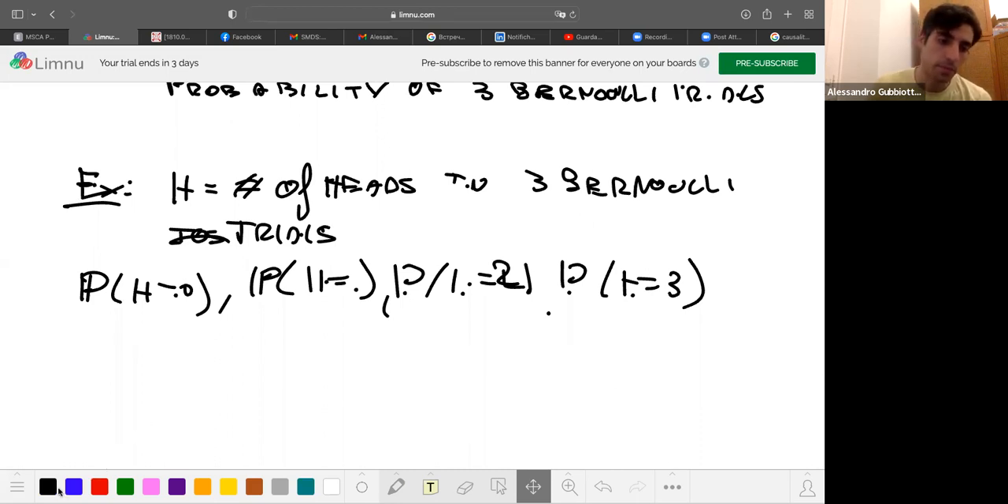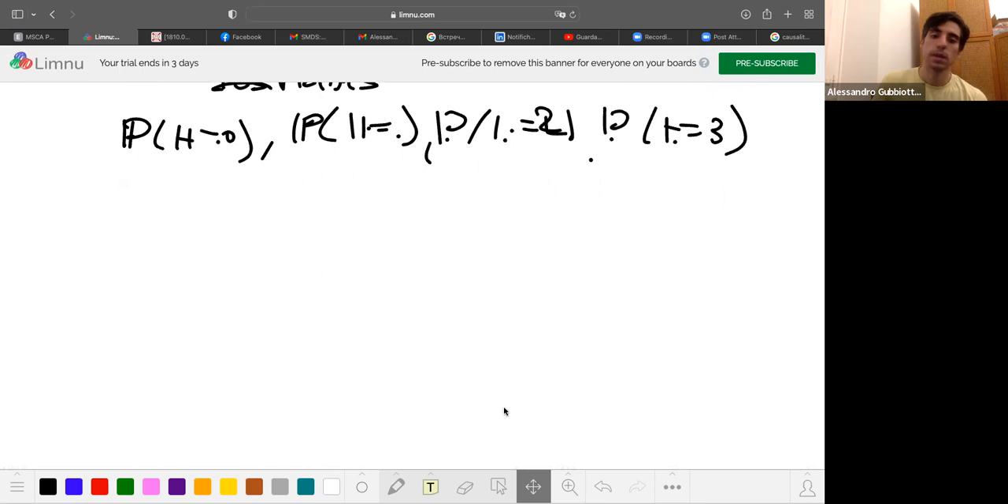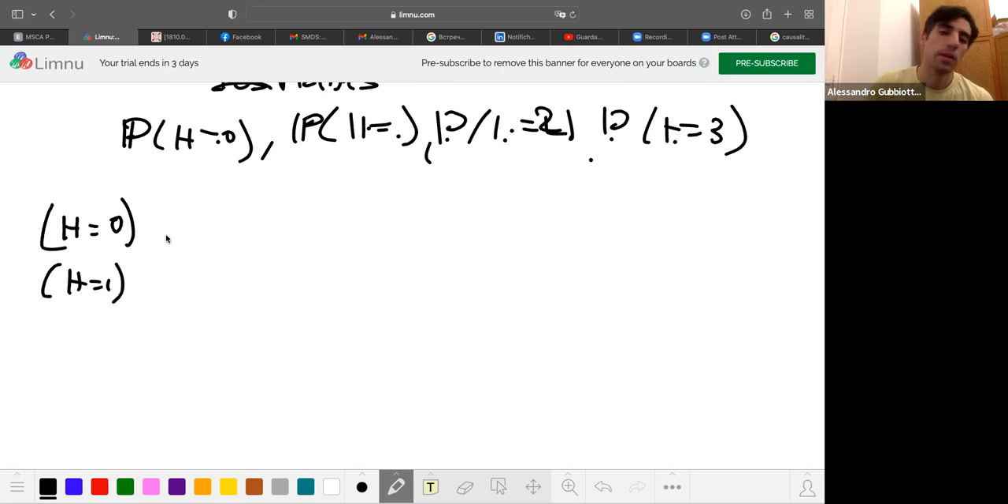And I will continue this registration and correct it. Let's say I correct only these two: the probability of the events H equal to 0 and H equal to 1. H equal to 0 is the event 0, 0, 0. H equal to 1 is the event 0, 0, 1, 0, 1, 0, 1, 0, 0.